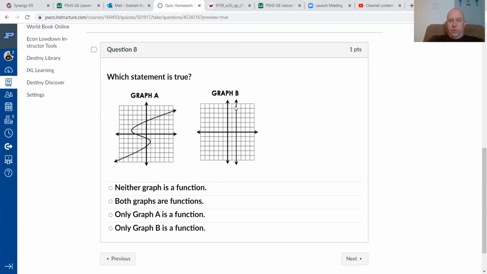So we already talked about the vertical line. We know that this one is not a function, and therefore we can get rid of some of the answers. So it's certainly not both graphs are functions, and it's certainly not only graph B is a function, because we know that graph B is not a function. So take a look, use the vertical line test on graph A and see if you can figure out which is the correct answer for that one.